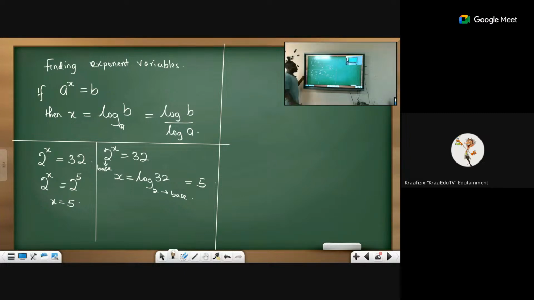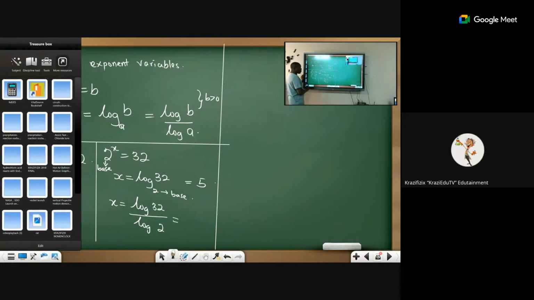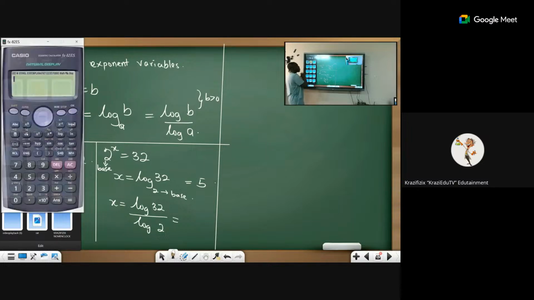Let me know. Just put a condition here for me. b must be greater than 0. Did that work? Some of your teachers are going to prefer to do this. Look at what I'm going to do here. I'd say log 32 over log 2. I'll be using a different log button now. Please go back to your calculator. There's that one that is just written log.